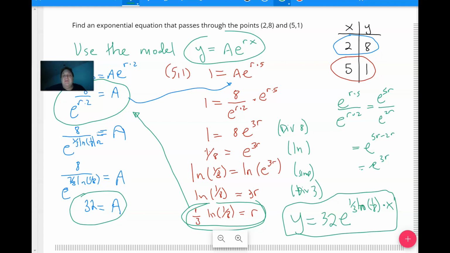The value of r simplifies to be negative ln of 2. So it might be a nice exercise to simplify 1/3 ln of 1/8. It does simplify to be negative ln 2. If you'd like to do that together, just let me know and I can walk you through the steps. But it's a nice little challenge to see if you can do yourself. It is not necessary to simplify that exponent to get the correct answer.